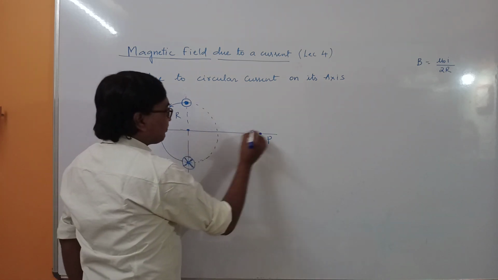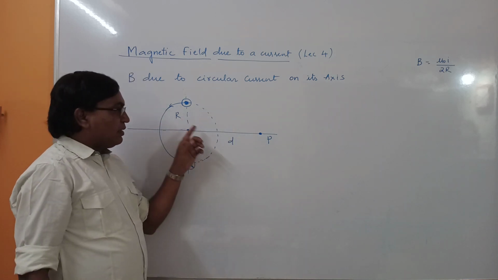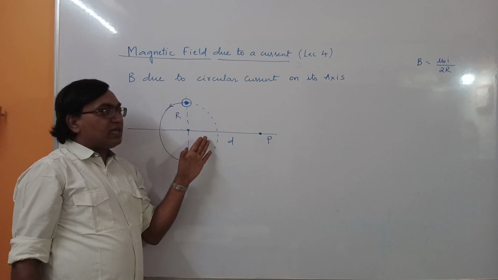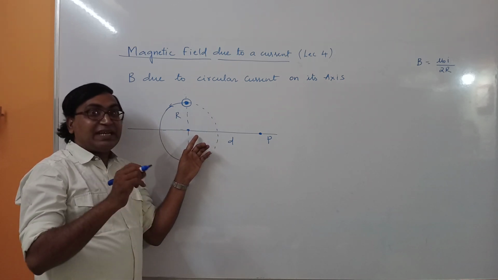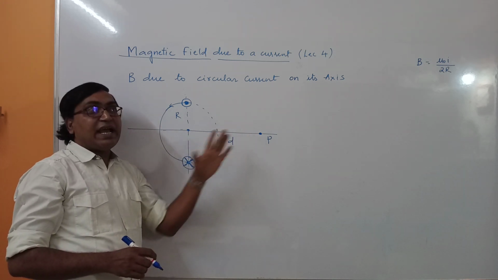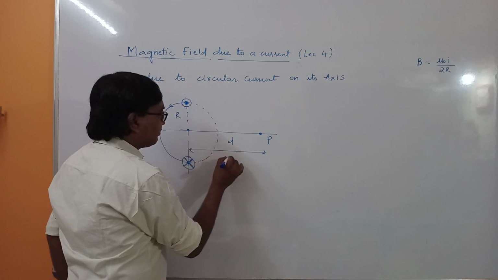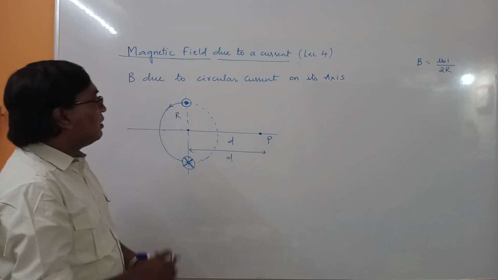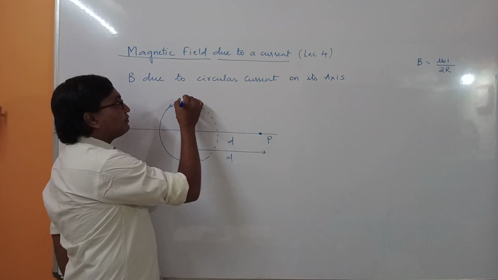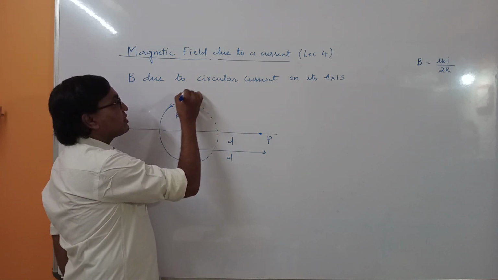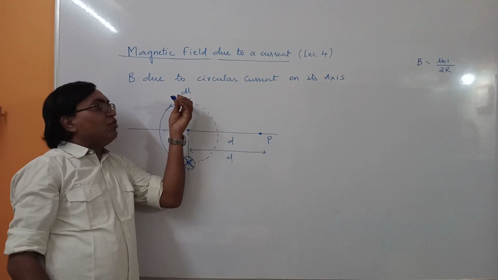Now let us say the distance is d. We want to find out the magnetic field due to this circular current about a point P which is at a distance of d on its axis. So this is distance d. Now we'll take a small element here. So let us say this is a small current element and the current is coming outside the board.